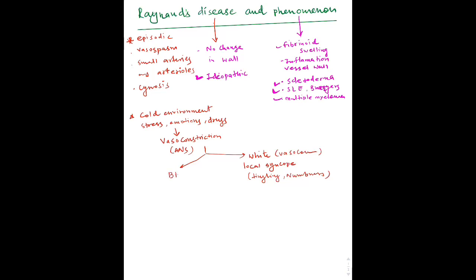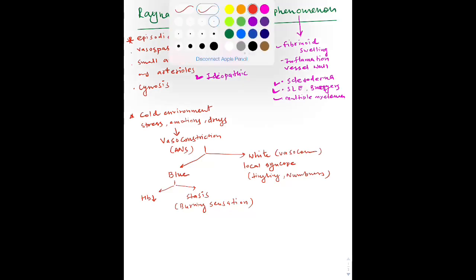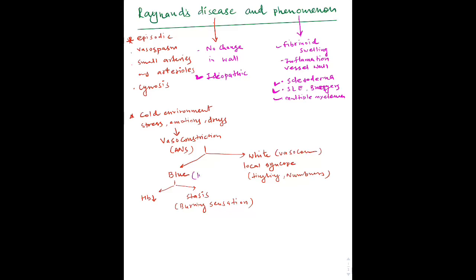Then after, there will be some bluish area, and this is basically due to two things. First of all, there will be reduced hemoglobin because of reduced perfusion of the area of the fingers because of vasoconstriction, and there will be some stasis. So the person will feel some burning sensation in the fingers. And this process is called a local asphyxia due to this vasoconstriction.